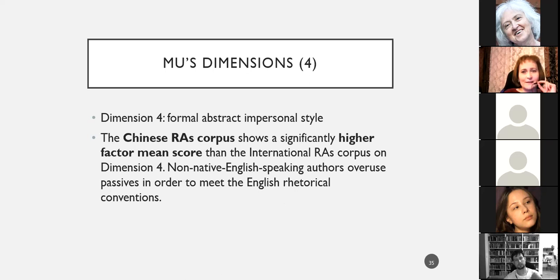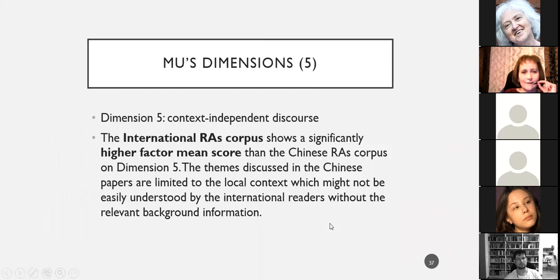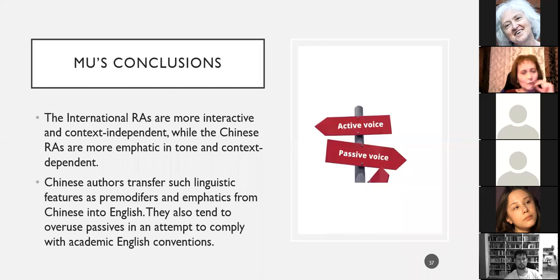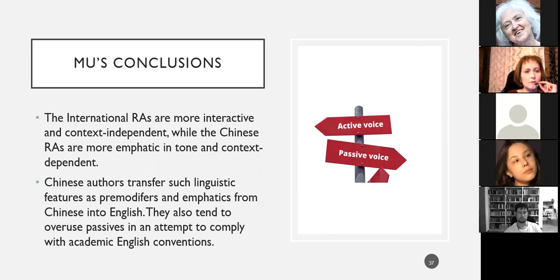So then, the conclusions that the author has come up with are on the slide. So the first one concerns the difference between international and Chinese research articles. So the international research articles were found to be more interactive and context independent, while the Chinese research articles were found to be more emphatic in tone and context dependent.